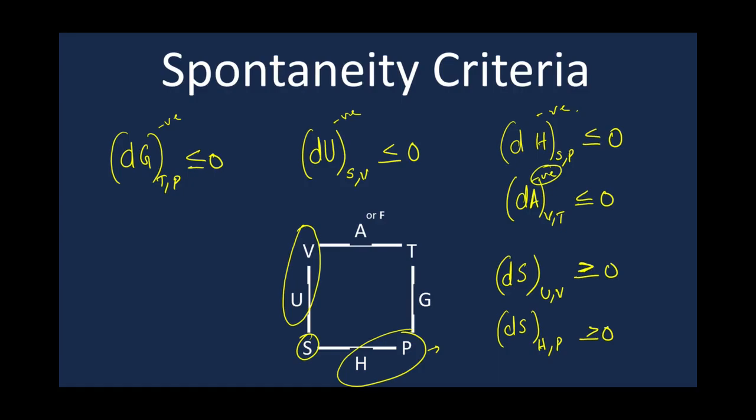I hope you understood all of this. First we have to write each set of these equations, dU, dA, dH and dG, and then you have to write the criteria for each quantity by comparing with these two. I hope you have understood the spontaneity criteria. Similarly, you can also get this for chemical potential.